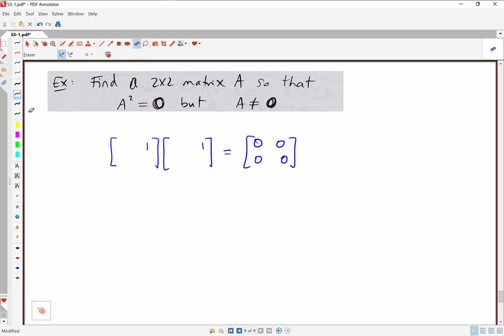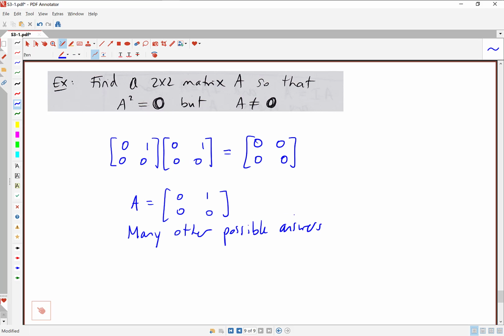So if we put zeros in these 3 positions, that's a pretty simple choice of matrix A. It's a non-zero matrix A, but when you square it, it does give you the 0 matrix. So the answer would be 0, 1, 0, 0. There are many other possible answers, but that's just one example. And I think it's a good way of testing whether we've really got that insight into matrix multiplication.